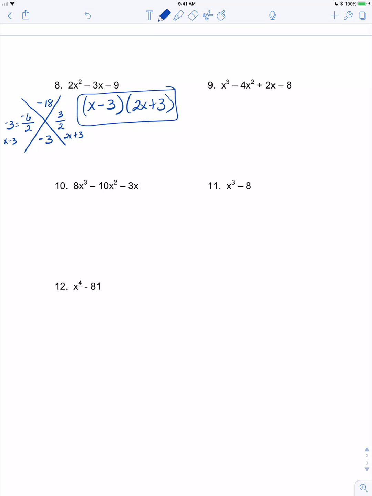Okay, we'll look at number 9. We have 4 terms here, so we're going to do grouping. Remember, when we do grouping, we look at the first 2 terms and ask, what's the GCF of these two? The GCF here would be x squared. Then what's the GCF of these last 2 terms? That GCF would be 2.